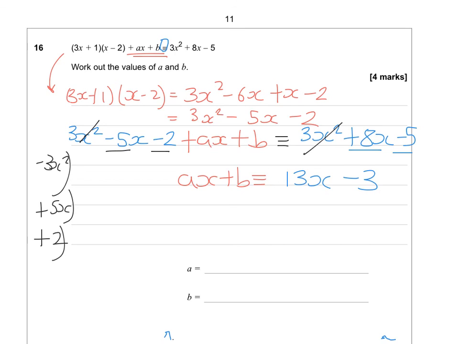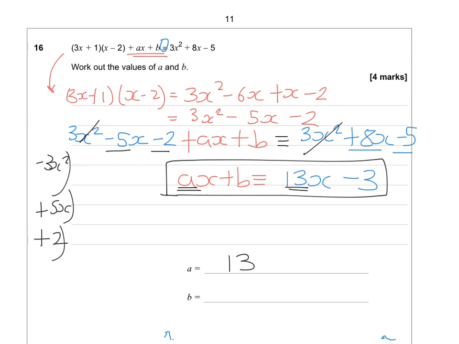Now compare the left-hand side and the right-hand side of this resulting identity. Ax plus b is equivalent to 13x minus 3, so it becomes obvious that a is the same as 13 and b is the same as negative 3.